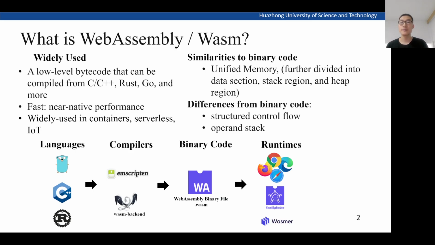WebAssembly is a widely used bytecode. It is compiled from C or C++, Rust, Go, and more programming languages. It can be executed fast. It has near-native performance. It is also recently widely used in containers, serverless, and IoT devices. And it's quite similar to binary code in the sense that they also all have unified memory, which the compiler will divide into data section, stack region, and also heap region.